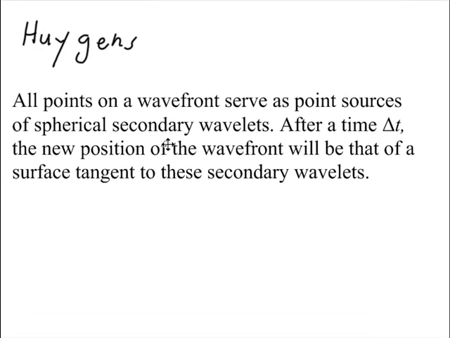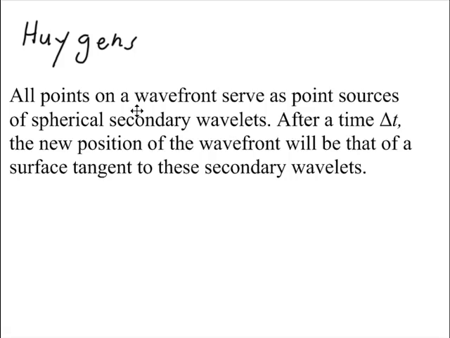Now, the first good model of wave optics was by a man named Huygens. It doesn't take into account the full vector nature of the electric and magnetic fields, but it does get most of the key wave properties. And one of the key ideas he said was something known as Huygens' principle, which is that all points on a wavefront serve as point sources of spherical secondary wavelets.